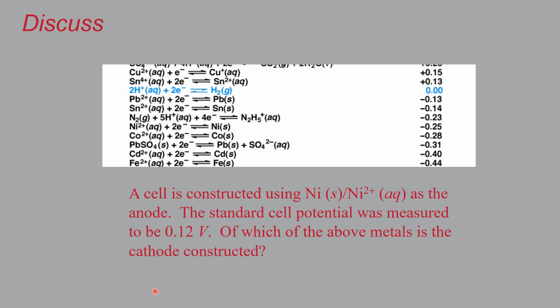So let's work this out. You know that the oxidation half reaction potential plus the standard reduction potential equals the standard cell potential. And we know that the oxidation, the anode, is nickel right there. So what I did here is actually incorrect. That's the cell potential overall.